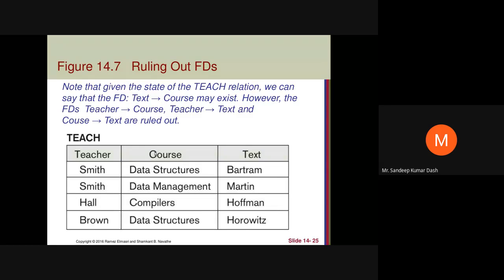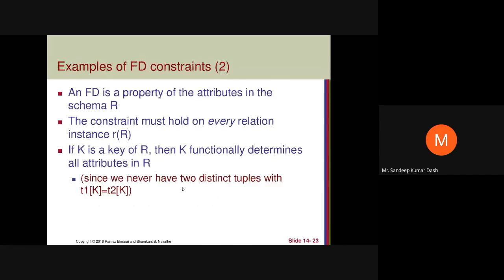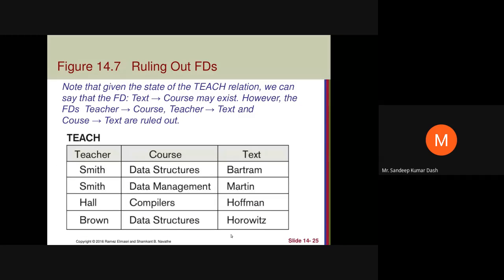Okay, but there can be. It is written, you see the above line, text and course may exist, because as of now, considering these four rows, text and course are functionally dependent. Suppose at some point I insert a row where I insert text as Martin and under course I insert compiler. It will be invalid because Martin here is data management. Whenever I insert Martin, I should have inserted data management. If not, the functional dependency will not exist.